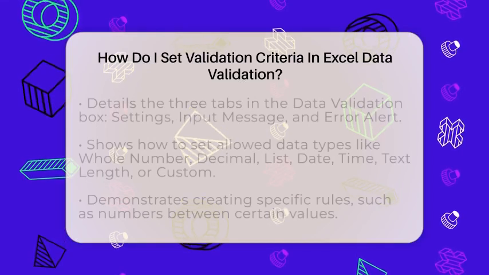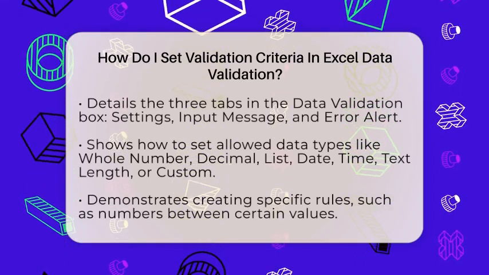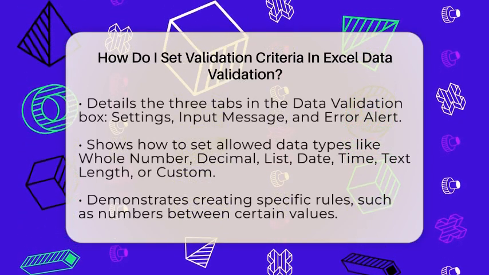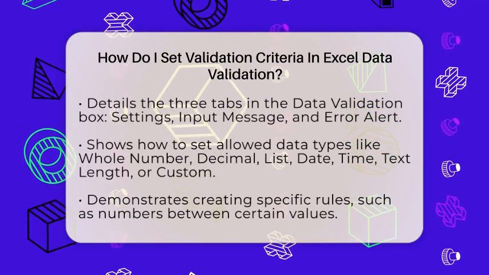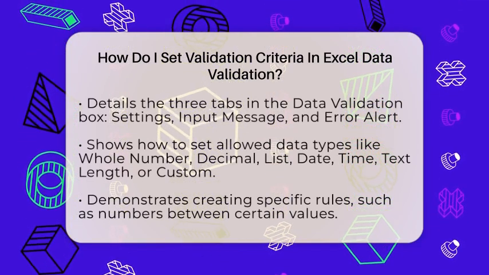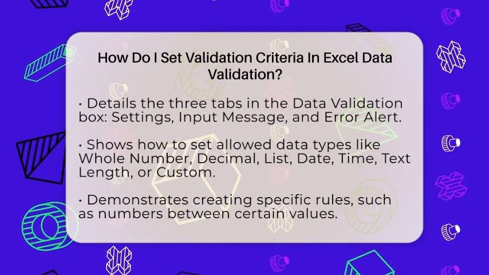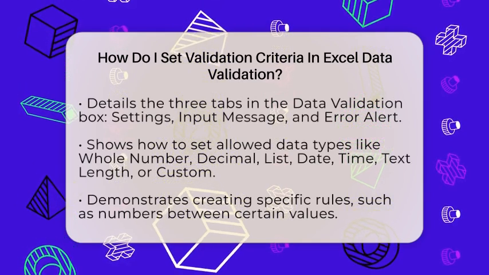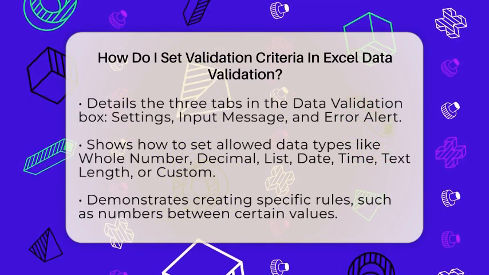This opens a box with 3 tabs: Settings, Input Message, and Error Alert. In the Settings tab, you decide what kind of data is allowed. Under Allow, you can choose options like whole number, decimal, list, date, time, text length, or custom. For example, if you want only numbers between 10 and 100, pick whole number, then choose between, and set minimum to 10 and maximum to 100.